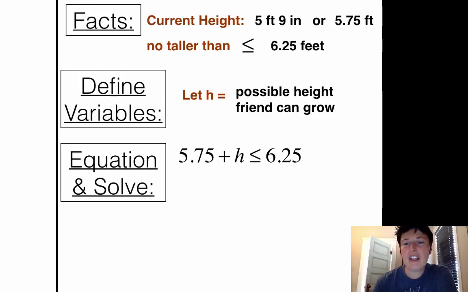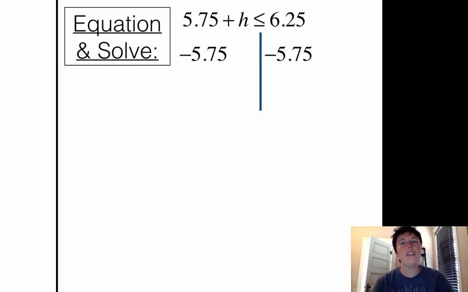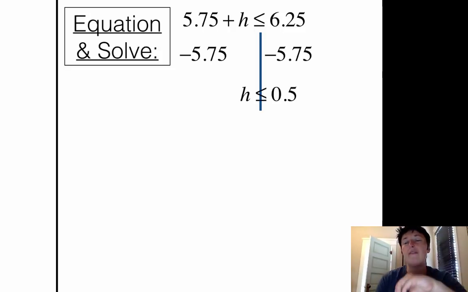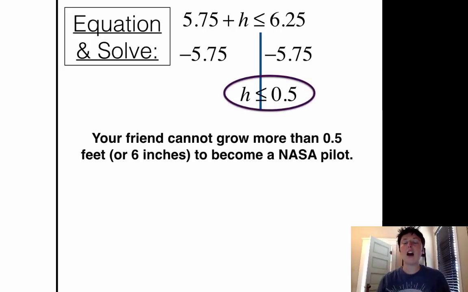Okay, you're unpausing the video, and now we're ready to check. So you've got a line down the middle. Hopefully you took the 5.75 and you subtracted it from both sides. Then you get h isolated by itself, and you get 0.5. 6.25 minus 5.75 is 0.5. So the height that they can grow has to be less than or equal to 0.5. What does that mean in our story? That means your friend cannot grow more than 0.5 feet, or 6 inches if you think about it, to become a pilot. So your friend can't grow more than 6 inches, or else they're out of the program already.